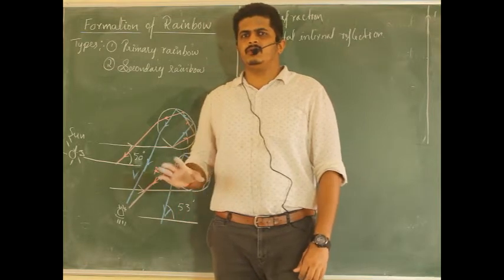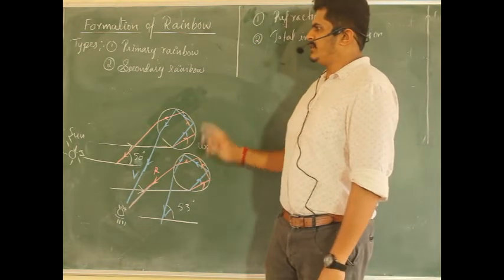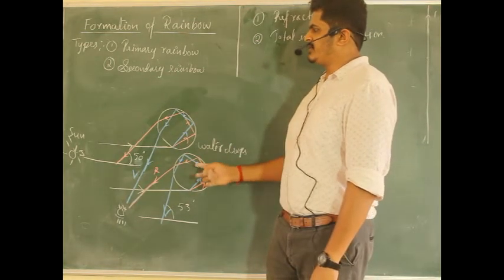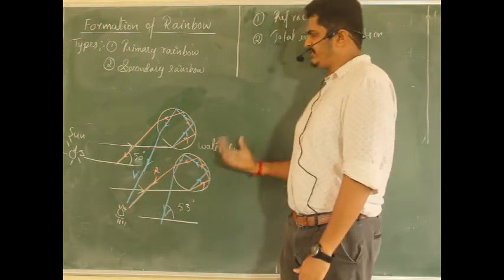So now we are going for the second type of rainbow formation. And what is that? That is the secondary rainbow formation. So right now, for the secondary rainbow formation, you can see the diagram is slightly different here.